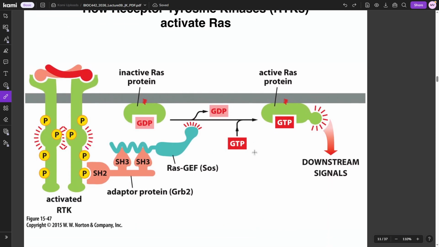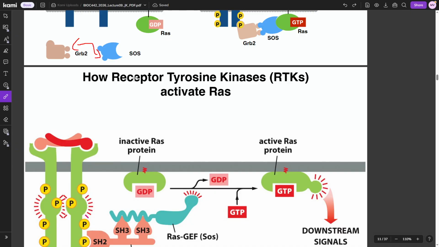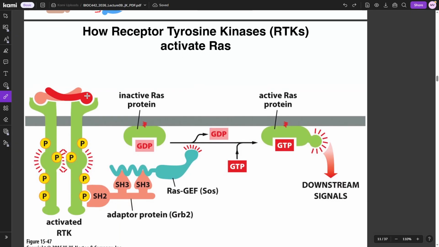But yeah, oh yeah, okay, perfect. Yeah, they do show it like this. Okay, I was concerned a little bit. Okay, anyways, so how receptor tyrosine kinases activate RAS. So here's an example of this. We bind, these two dimerize, trans-autophosphorylate. The SH2 domain of an adapter protein, so GRB2, for example, binds to one of the phosphates, and the SH3 domains of the adapter protein interact with SOS, the RAS-GEF, which then takes the RAS, replaces the GDP with the GTP, and you get an active RAS that does a bunch of downstream stuff.